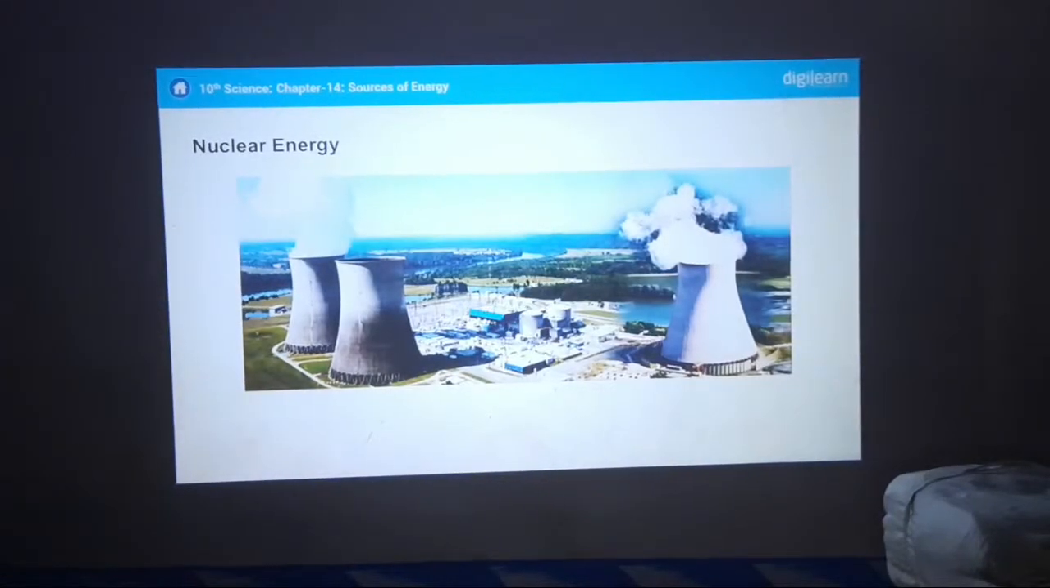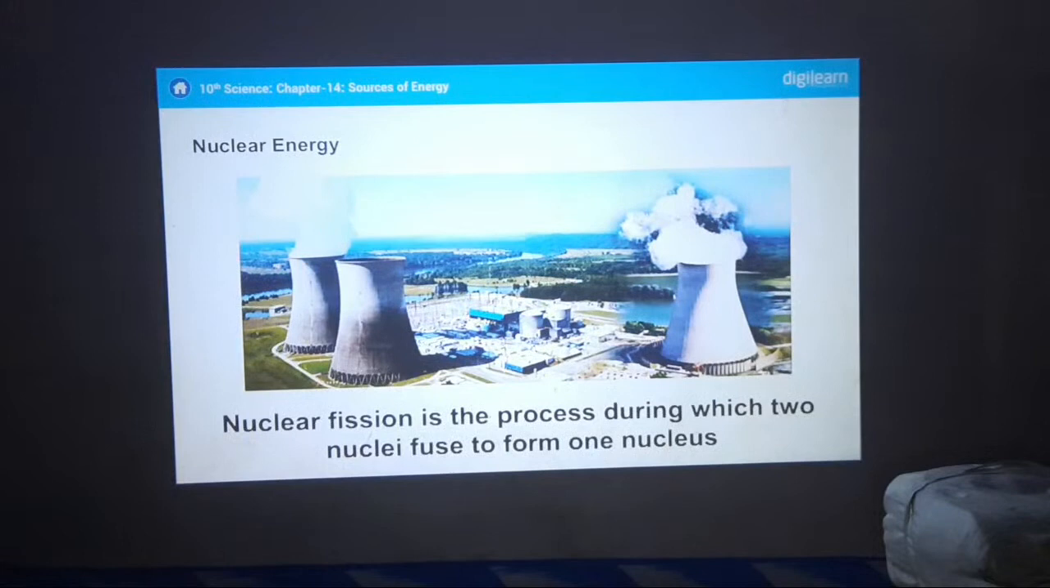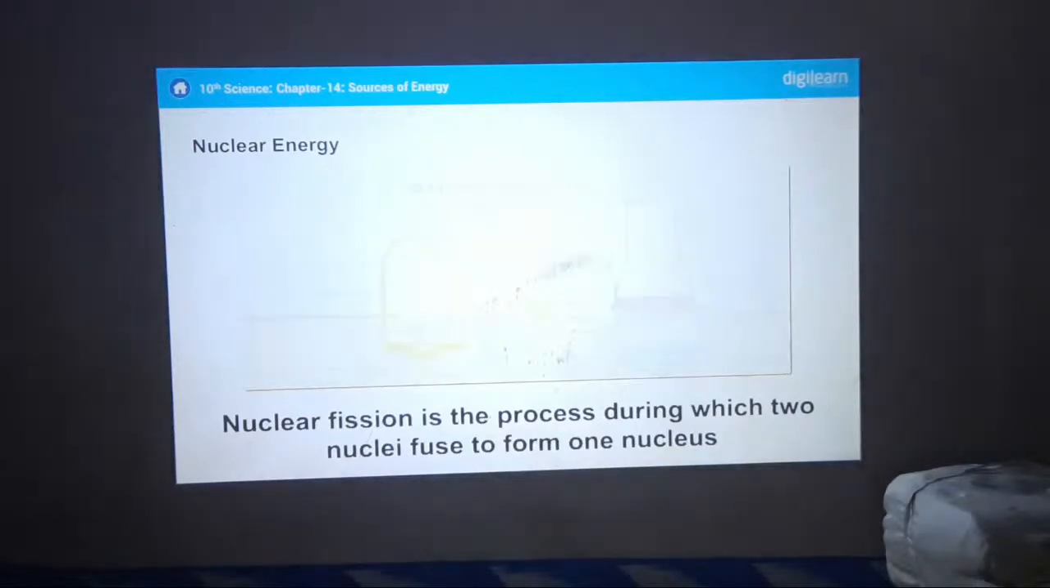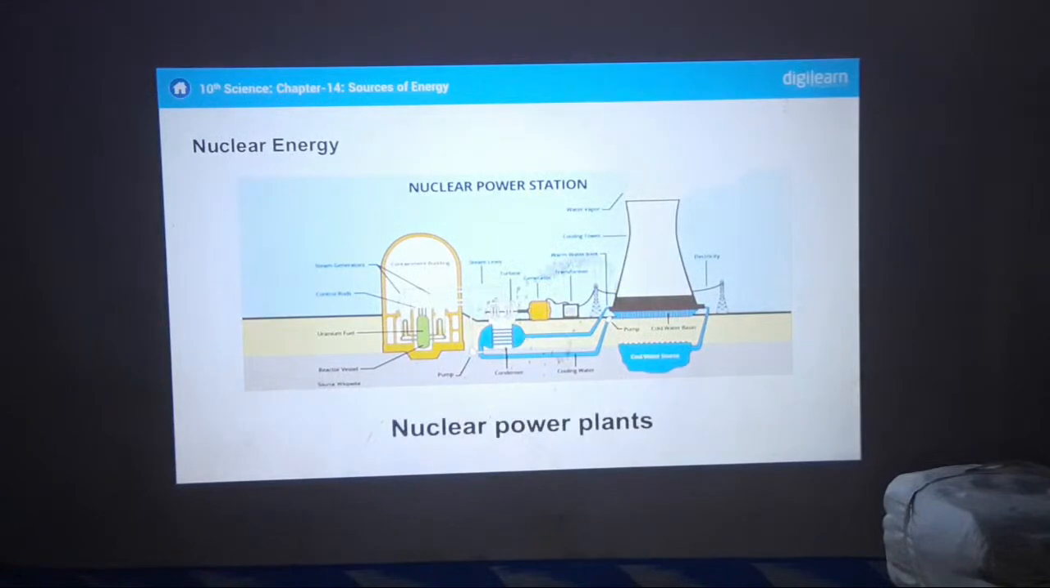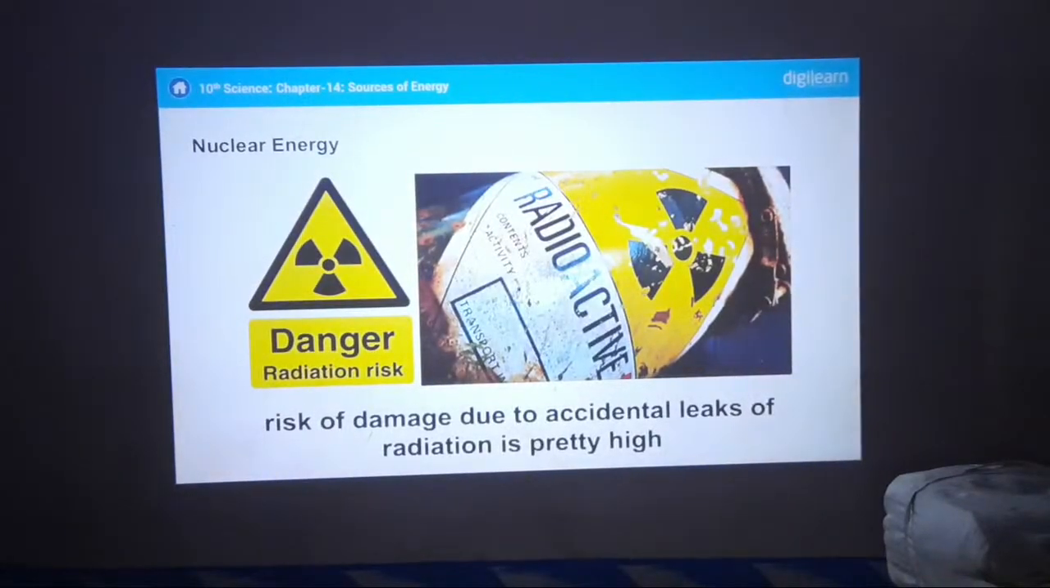Nuclear energy. Nuclear fission is the process during which two nuclei fuse to form one nucleus. The process generates a huge amount of energy. This phenomenon is utilized in nuclear power plants. Nuclear power is safest for the environment, but the risk of damage due to accidental leaks of radiation is pretty high. Further, storage of nuclear waste is a big problem because of the potential risk of radiation involved.